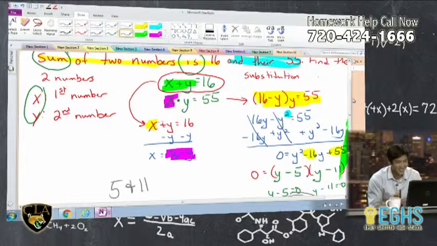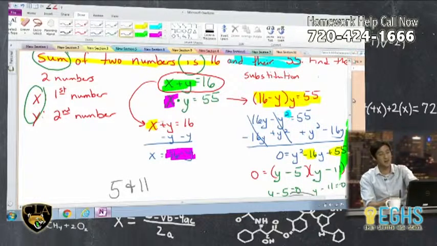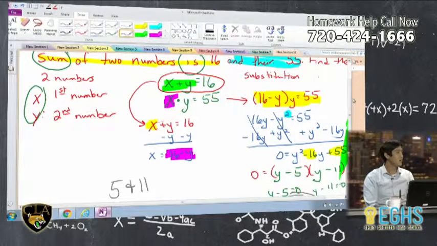Yeah. So we could check our answers by now saying, okay, do these two numbers add up to 16? Yes. Is their product 55? Yes. That is our very long answer.